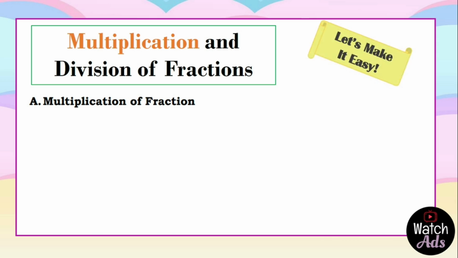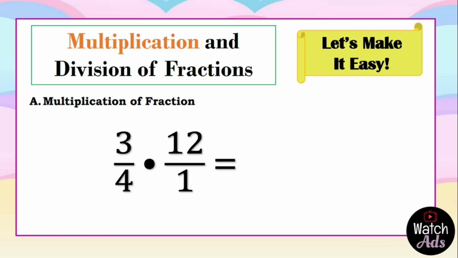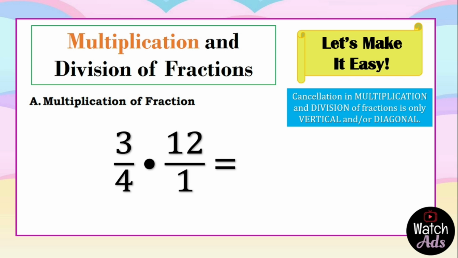Since I love to make things easy, let's do it this way. 3/4 multiplied by 12 over 1. Since 12 is a whole number, its denominator is 1. Now in multiplication, cancellation is vertical and or diagonal. This applies in multiplication and division of fractions. In addition and subtraction of fractions, cancellation is only vertical.